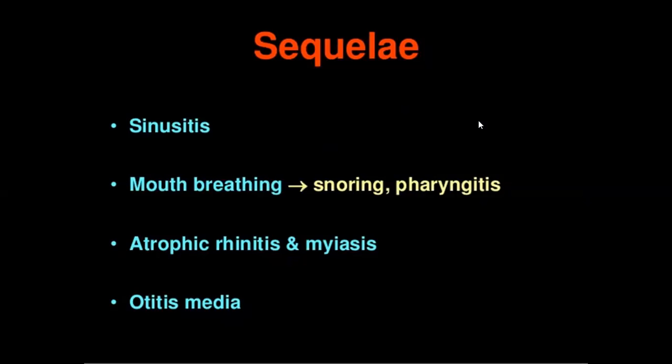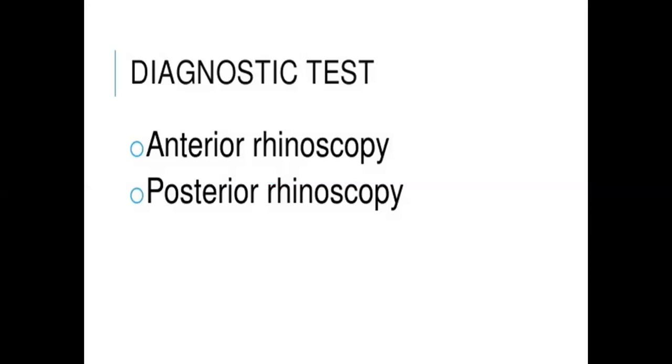Then atrophy of the mucosa of the nose, atrophic rhinitis, will be there. And in the lateral wall of the nose, there is the opening of the Eustachian tube. So it can cause otitis media also. If infection goes through this lateral wall of the nose to the external ear and middle ear, especially the middle ear, it can cause otitis media.